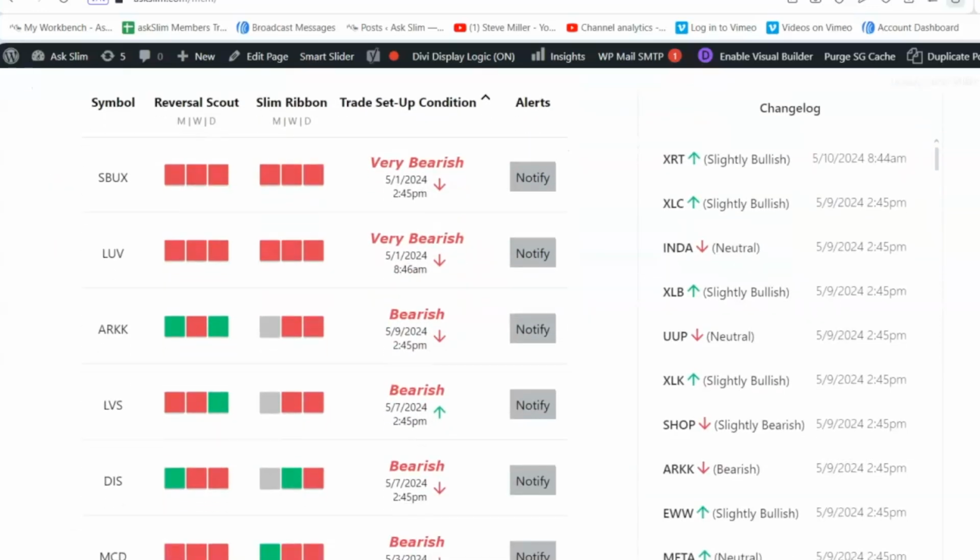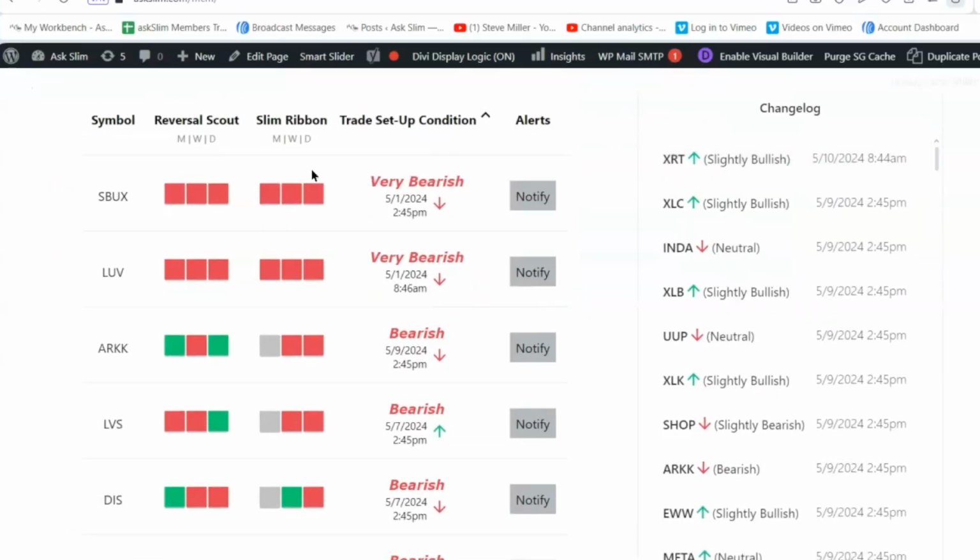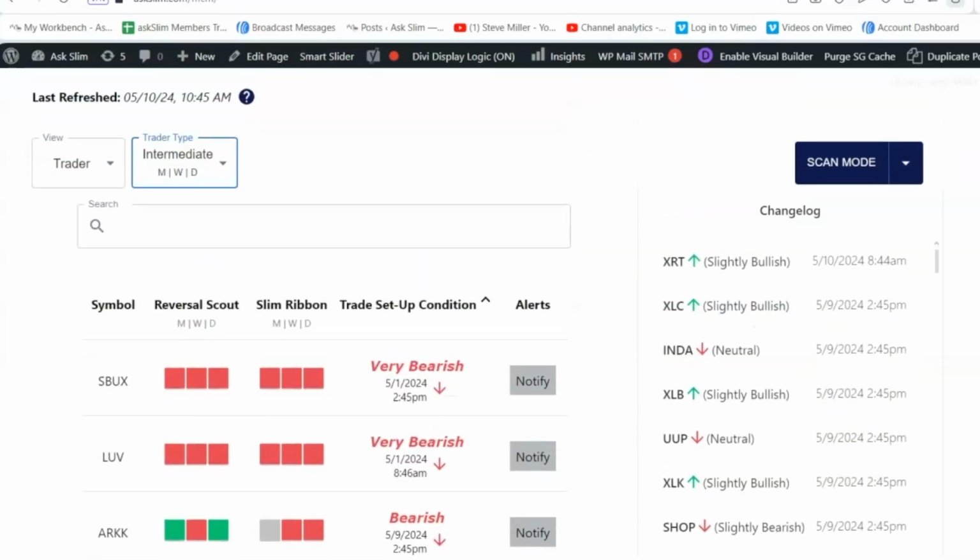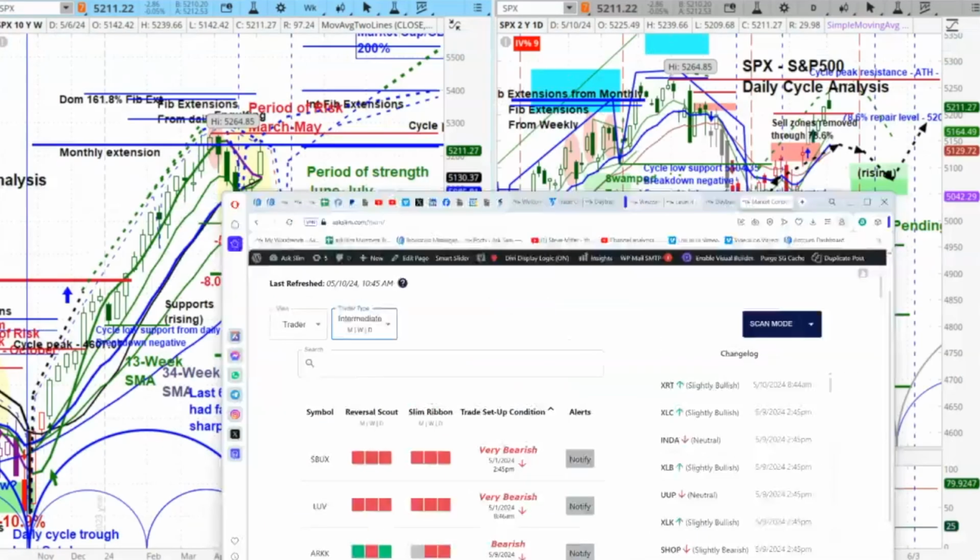So I love this intermediate term. I was saying yesterday when I was on Tasty Trade that Starbucks was one that I thought was very bearish on the cyclical patterns, and you can see it showing up that way here, also intermediate, because it's a really super weak stock. So I wanted to show you that. That's a look at the MCM.